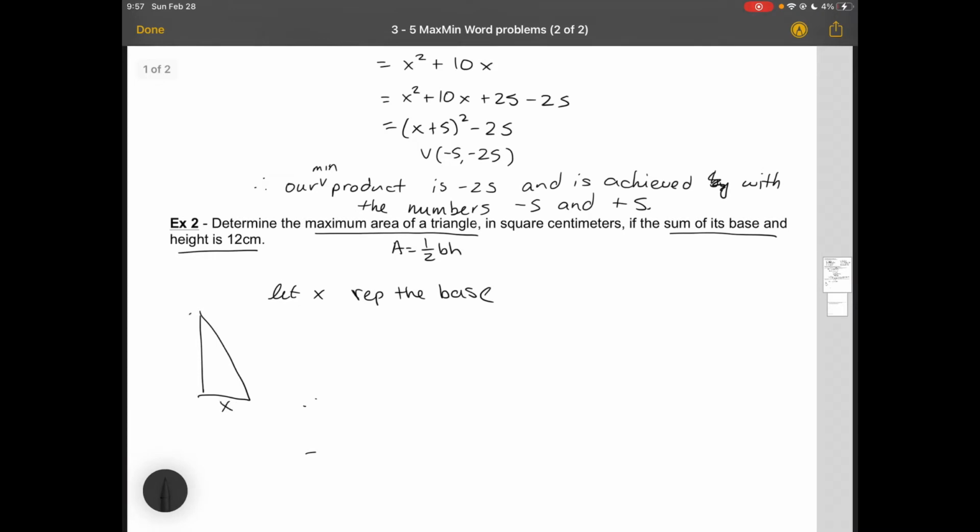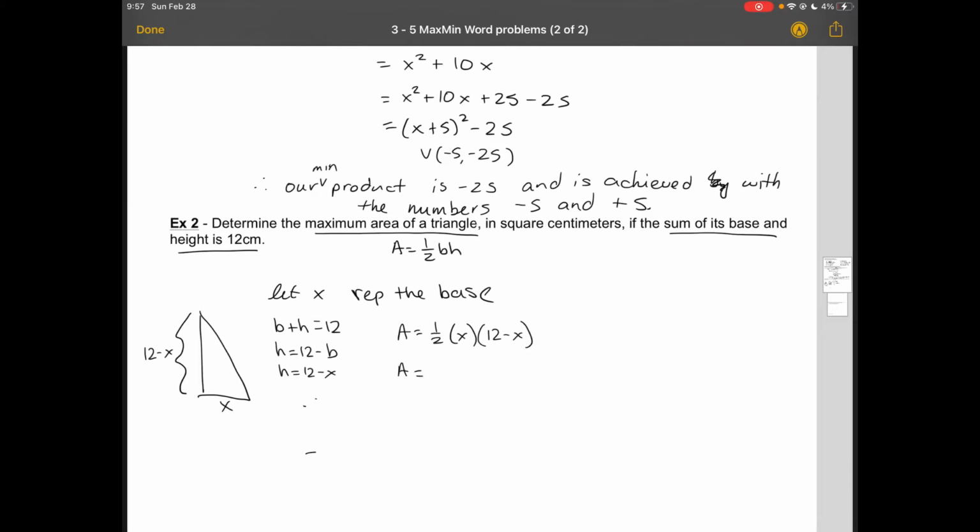And now we know we need an expression for our height. So we know our base plus height is equal to 12. So that must mean that our height is 12 minus b, or in terms of our variables here, we can write that as 12 minus x. So now we can calculate the area in terms of x as 1/2 x times 12 minus x.